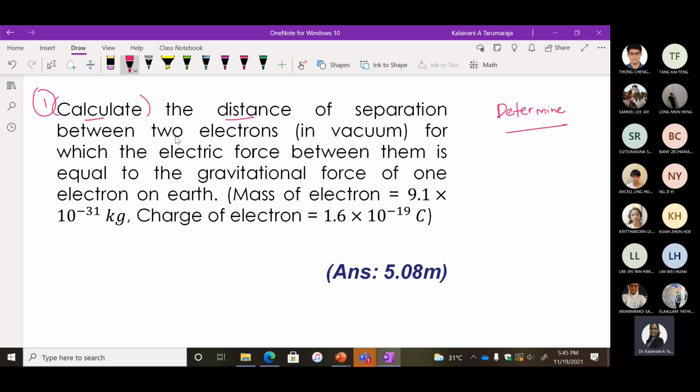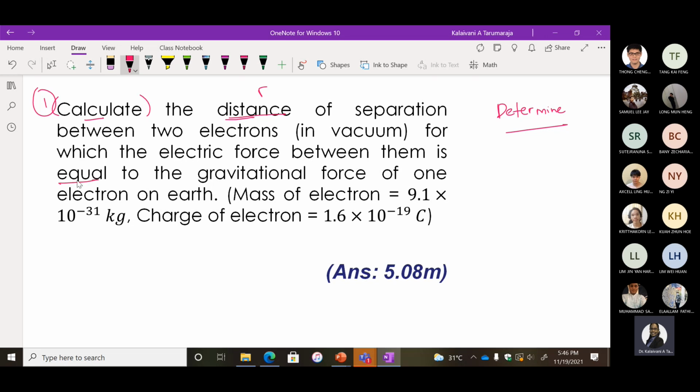All right, just go back to your question here. Calculate the distance of the separation between two electrons. From here, you need to identify what they highlighted, which is distance. Distance means R. Take note, it is R. The separation between two electrons means two particles. You have two electrons in vacuum, which means free space, for which the electric force between them is equal. They give you one more clue.